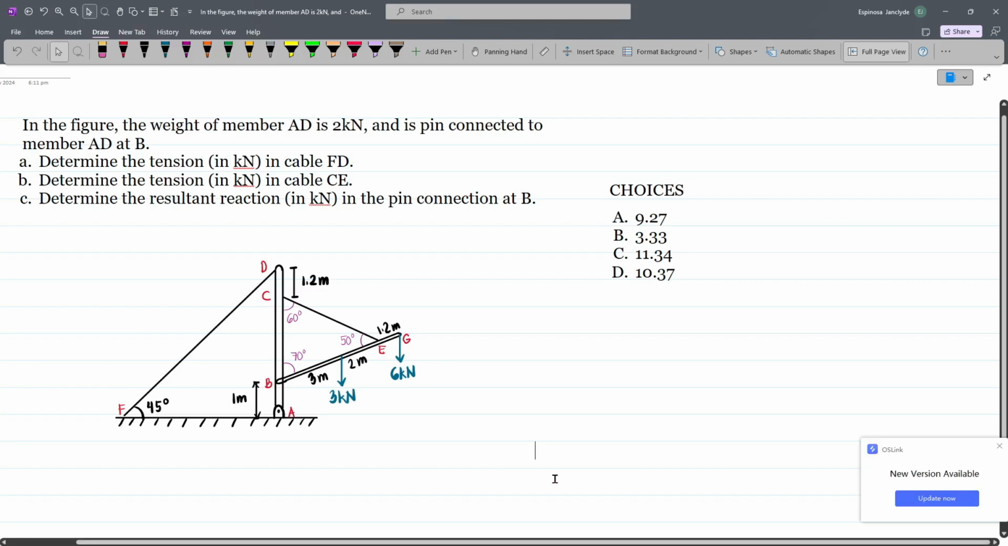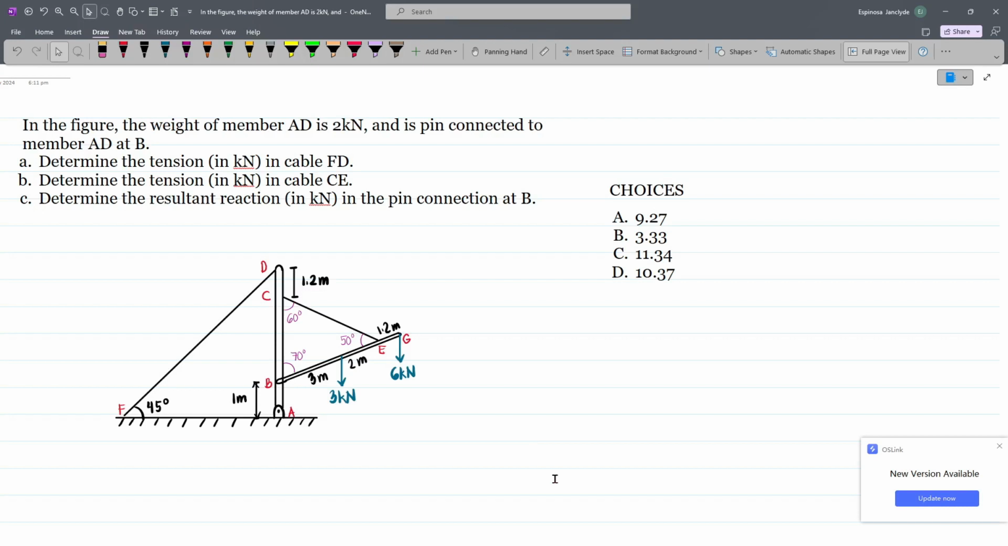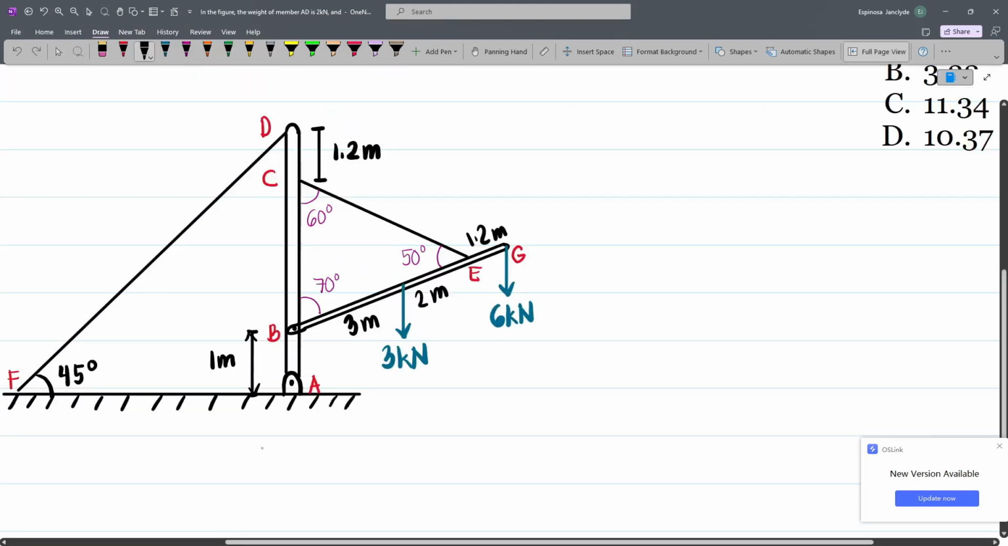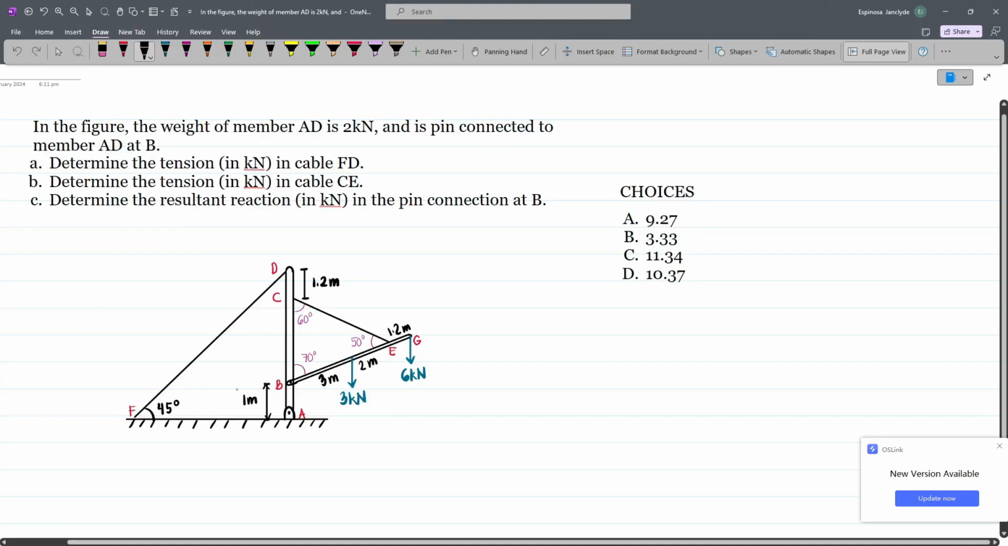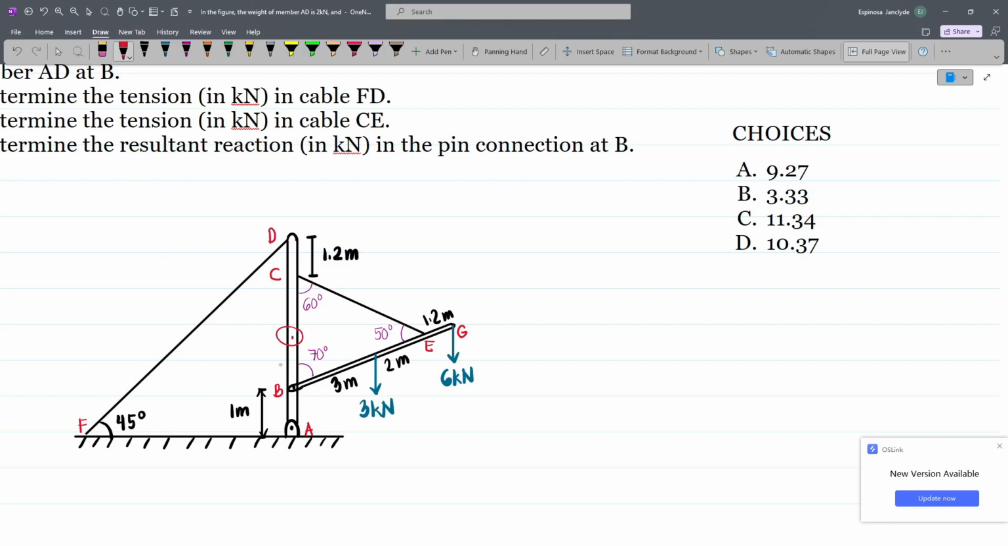Now, in the figure shown daw, the weight of member AD is 2 kN and it is pin connected to member AD at point B. And so if we'll zoom in, meron itong pin connection dito. And then yung weight ng member AD is 2 kN. And so if we are to write that, nandito yung weight niyan. Ito yung centroid ng AD, and then this is our weight, which is 2 kN.